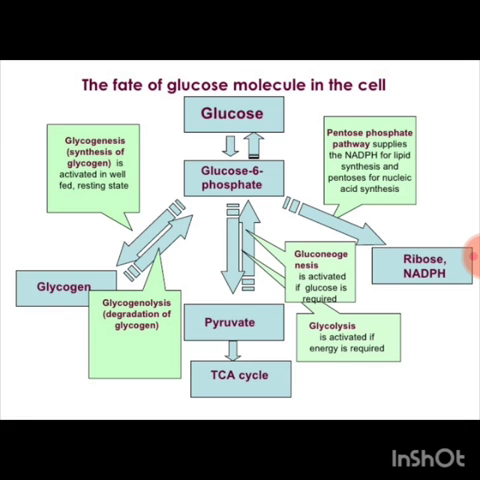When glucose 6 phosphate transforms into pyruvate, it is called glycolysis, which is activated if energy is required. And the reverse process, when pyruvate transforms into glucose 6 phosphate, is called gluconeogenesis, which is activated if glucose is required. When glucose 6 phosphate transforms into ribose and NADPH, it is called the pentose phosphate pathway, which supplies NADPH for lipid synthesis and pentose for nucleic acid synthesis.